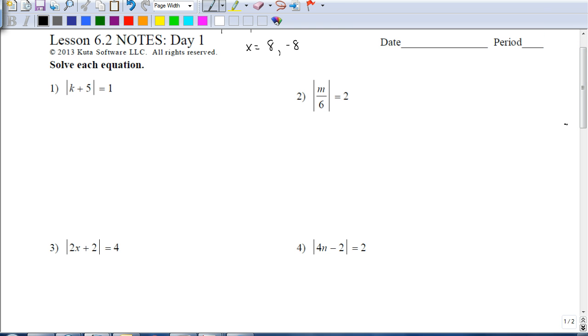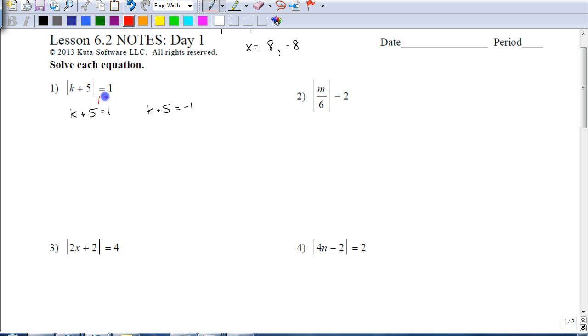Here I have the absolute value of k plus 5 equals 1. Now what you want to do is ignore what's inside of the absolute value right now, and ask yourself, what two numbers could I put inside of absolute value that would give me 1 as my answer? Well, your answer would be 1 and negative 1. So what that means is that this piece that's inside the absolute value, I could put 1 in there or negative 1. So that means that k plus 5 could equal 1, or k plus 5 could equal negative 1. So I have two equations I'm going to solve here.